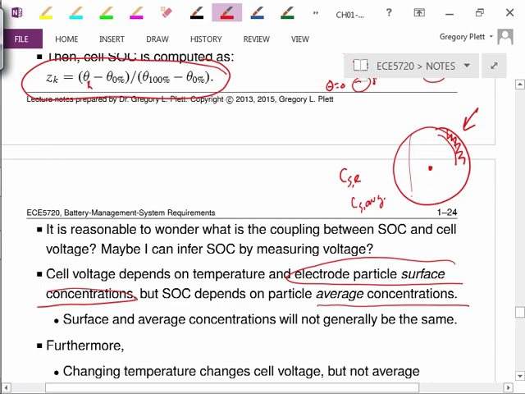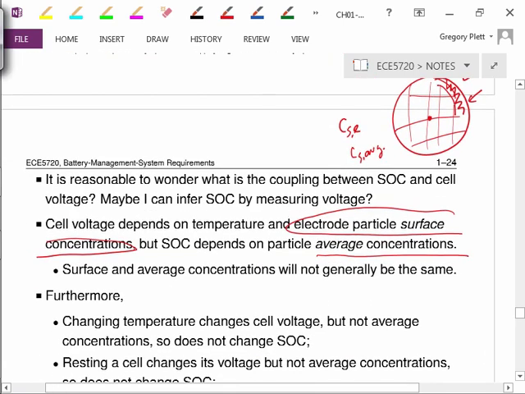But then the average concentration is the average over this whole particle, over the whole electrode, really, and that can be very, very different from the surface. So voltage depends on the surface effect, and state of charge is the average effect. And they're not generally the same. I can at least get close to it if I allow the cell to rest for a very long period of time so that the concentrations become close to the average. But even then, there are some tricks.